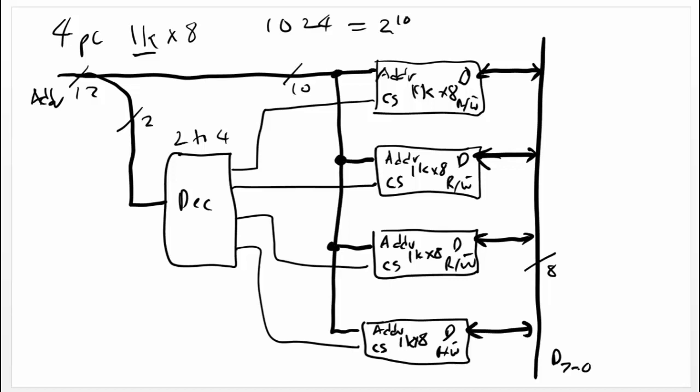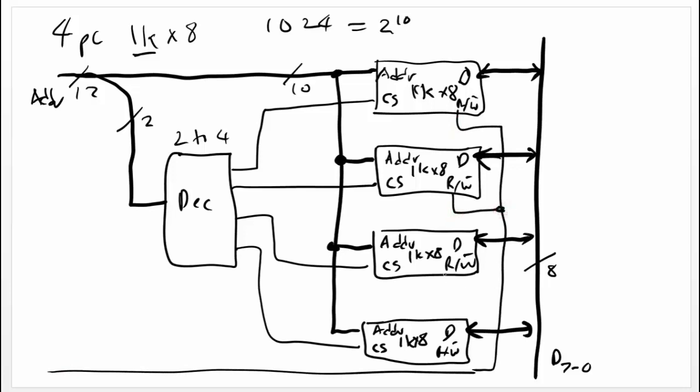So what is left now? What is left is the read and write. It's only one line over here. This is read and write. Write is active low. Okay, so we have four pieces of 1 kilowatt of 8 bit per word. We can build a system of total 4 kilowatt of 8 bit for each word like this.